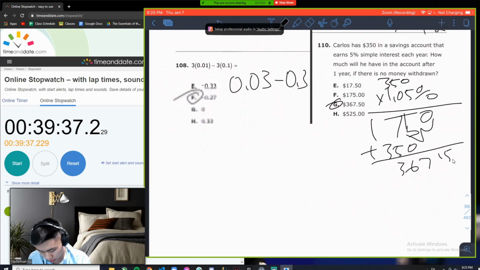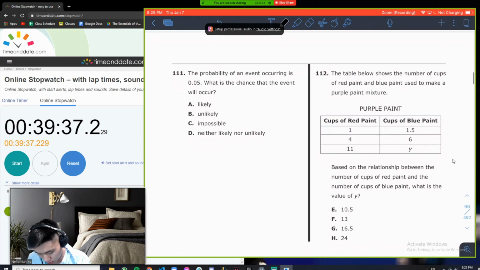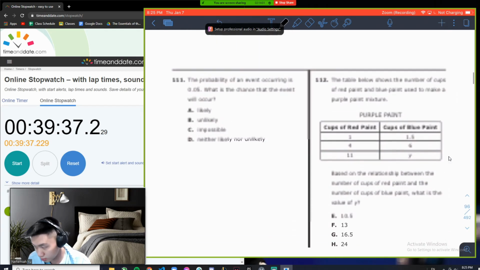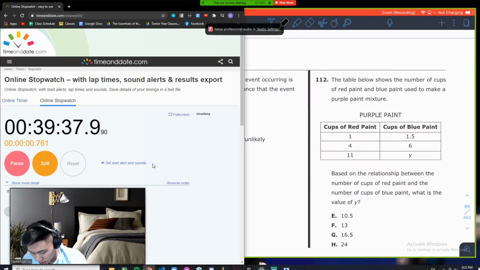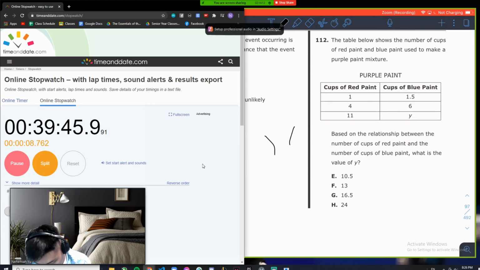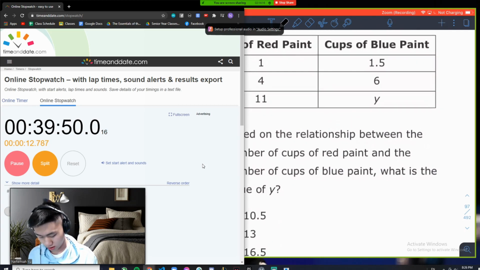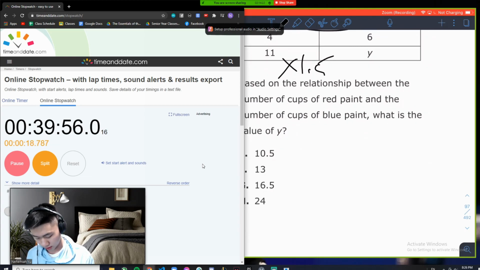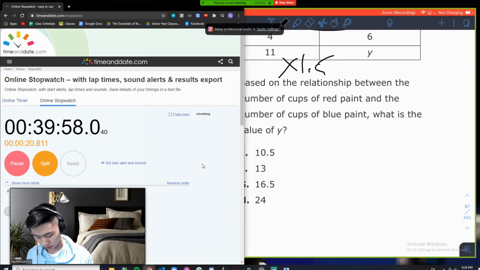I think that's it, right? Oh, shoot. I lied. There are more questions. I don't know what type of question that is. What's the value of y? Well, clearly it's 1 to 1.5, so just multiply this by 1.5. It's about like 16.5.